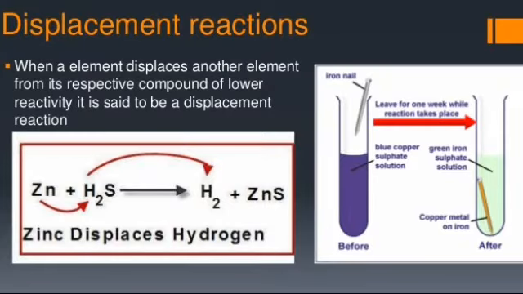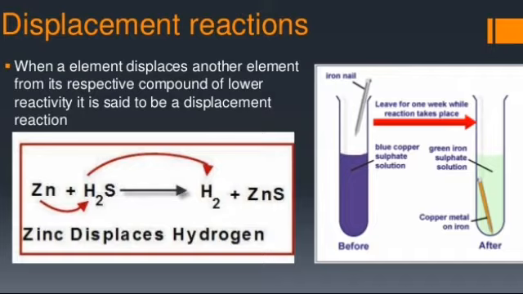When an element displaces another element from its respective compound of low reactivity, it is said to be a displacement reaction. Actually, here a more reactive element displaces a less reactive element from its compounds. So here is an example. Zinc displaces hydrogen. Zn, zinc, plus H2S, hydrogen sulfide, gives H2 gas plus ZnS. Here zinc displaces hydrogen from hydrogen sulfide.